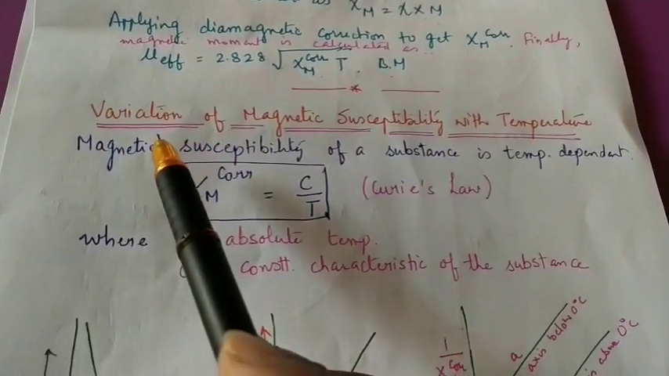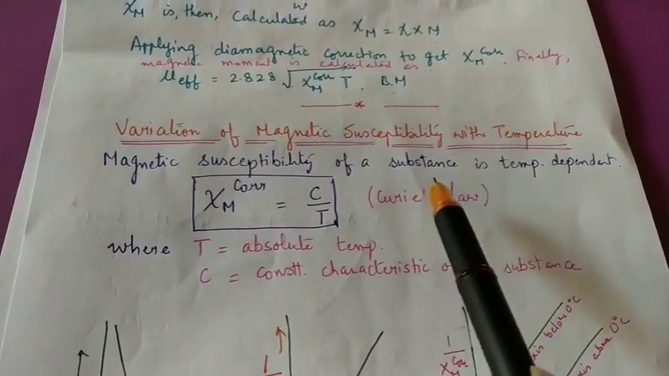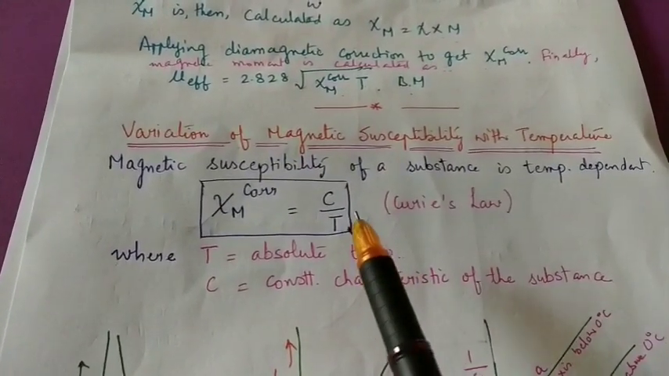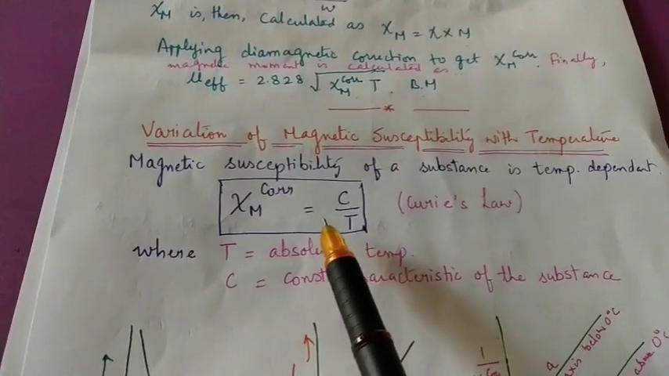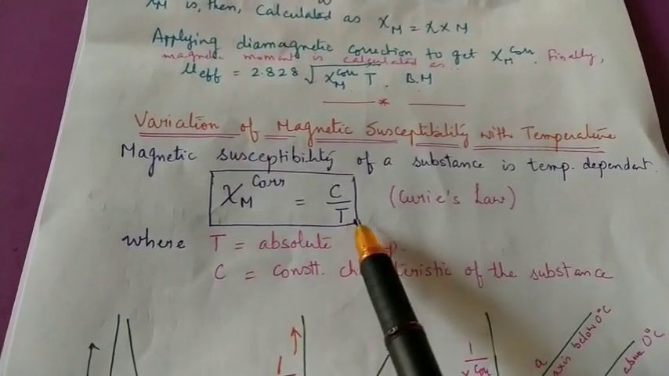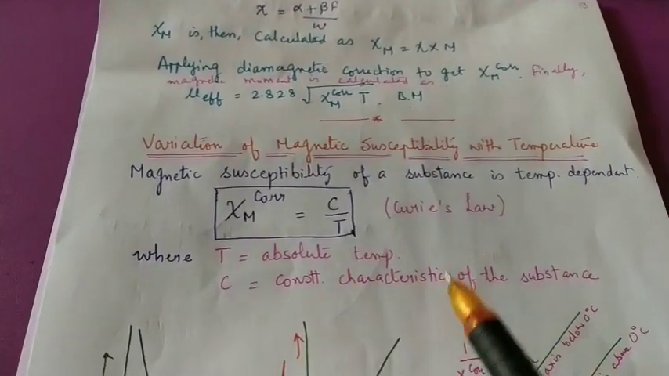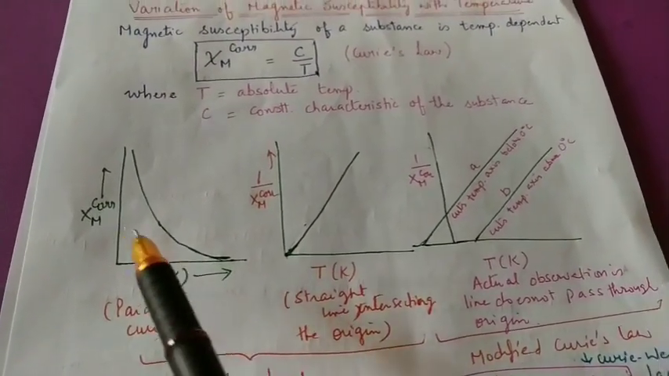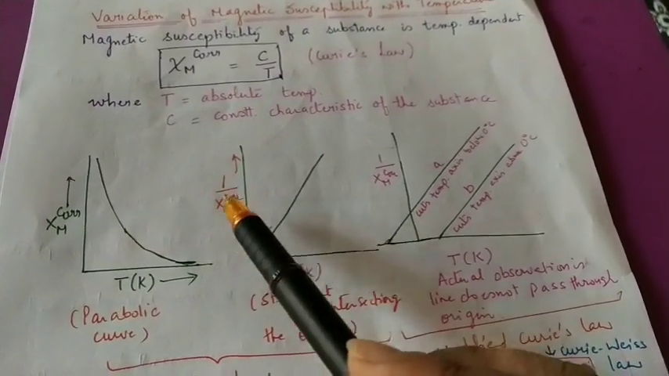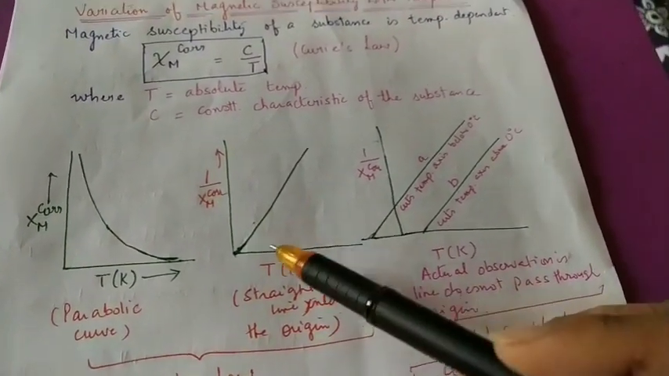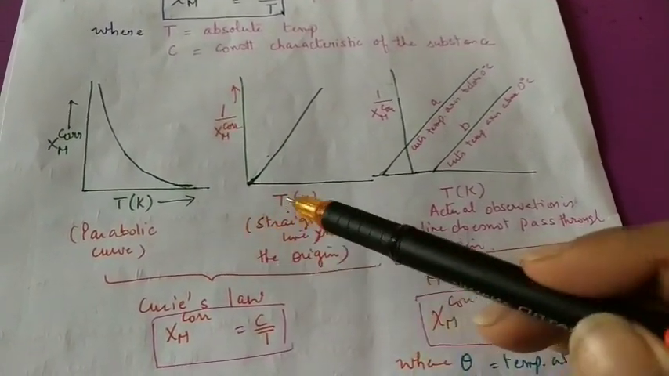Moving to the next topic, it is the variation of magnetic susceptibility with temperature. Now, magnetic susceptibility of any substance is temperature dependent and it is explained by Curie. So Curie shows that the paramagnetic susceptibilities vary inversely with the temperature, where C is the constant which is characteristic of the substance. Now, if we plot the graph between the magnetic susceptibility and the temperature, it is parabolic. If I plot inverse of magnetic susceptibility with temperature, it comes out to be a straight line passing through the origin. So both these graphs obey Curie's law.